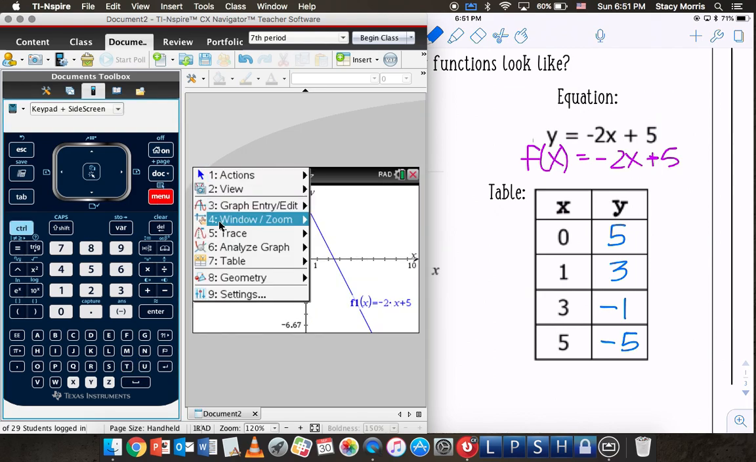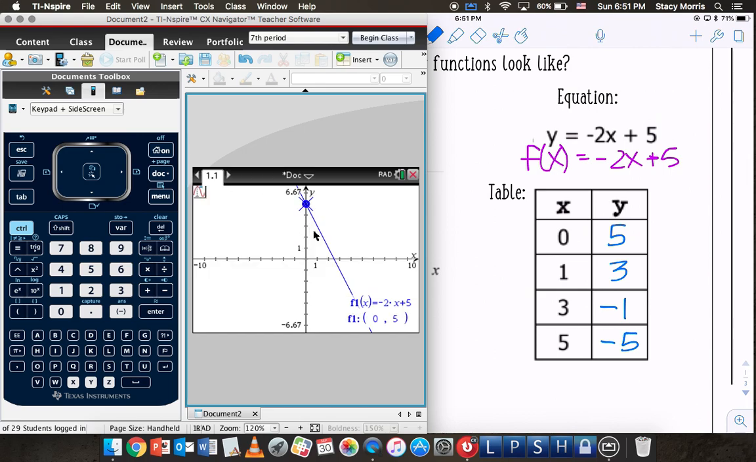I could do menu, trace, graph trace, just like last week, and I could have gone to 0. So remember, I just start typing 0, x equals 0. Yes, that's where I want to go. So I'm going to say enter. 5. Then I could go to 1, enter, 3, exactly what we wrote here. Then 3, enter, negative 1, and then 5, enter, negative 5. So just know if you want to trace rather than get the table, that's an option also. Those basically are the same feature. Okay, so that could be a table of a linear equation. We'll talk a lot more about that here in just a minute.